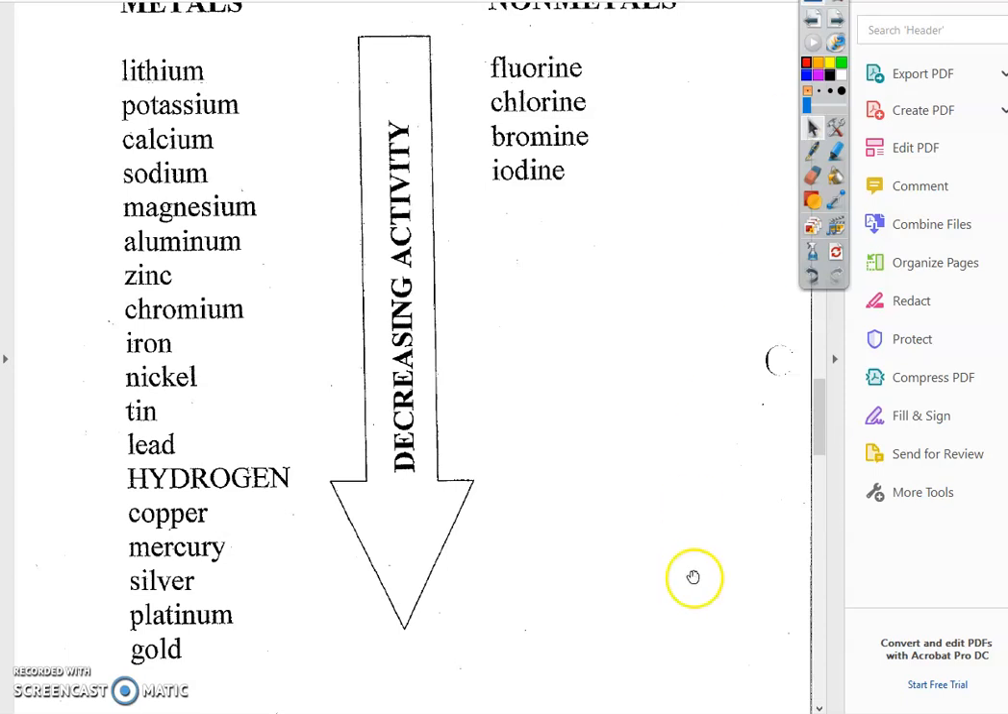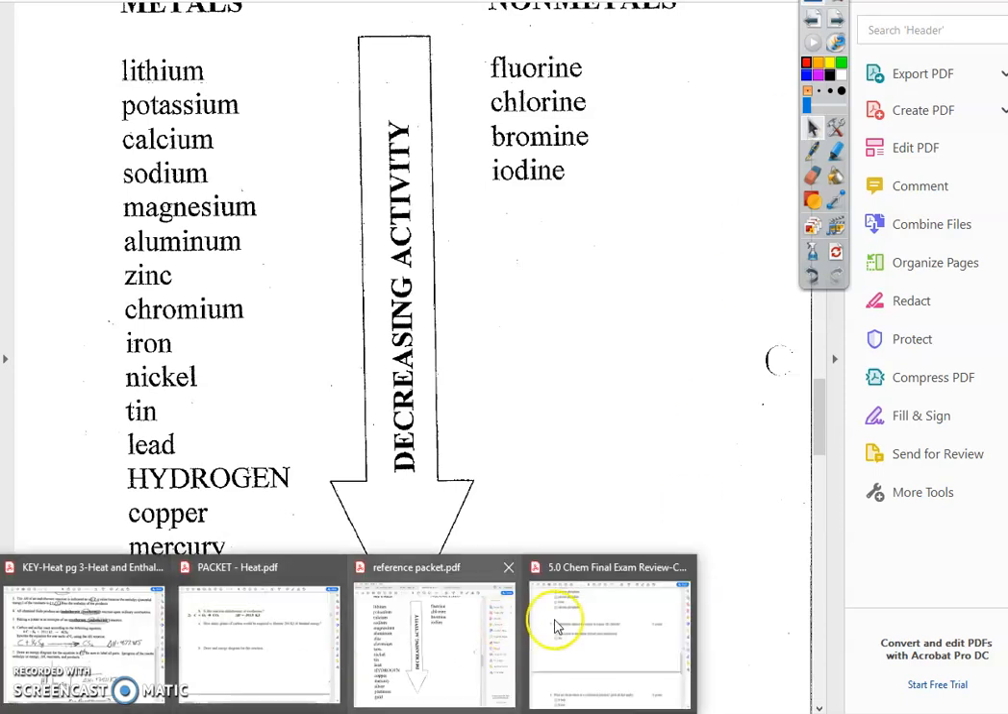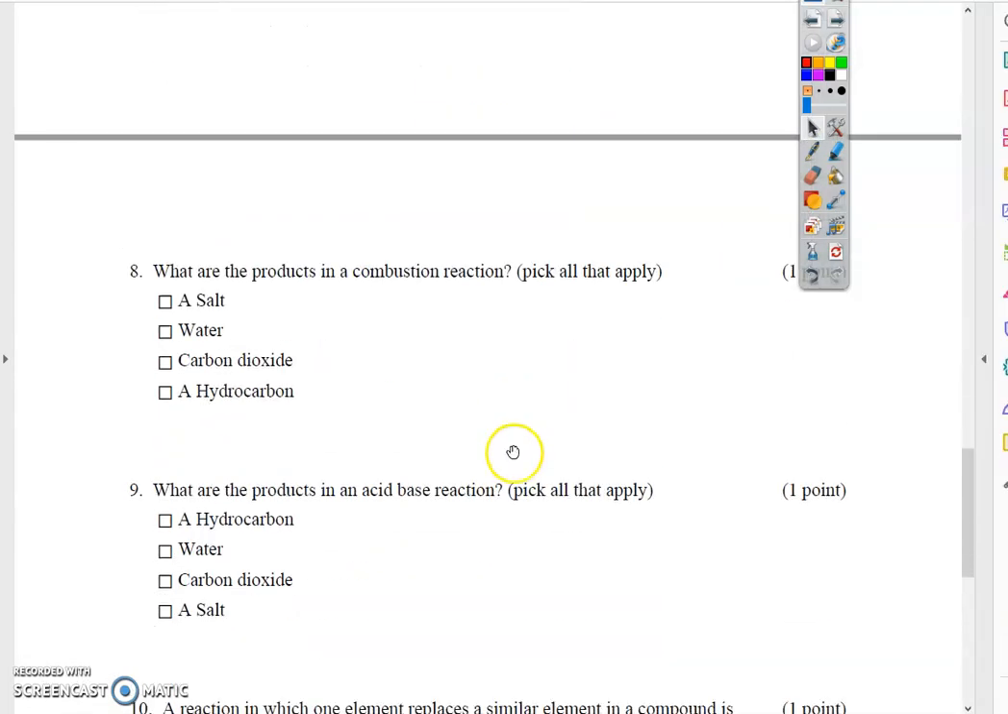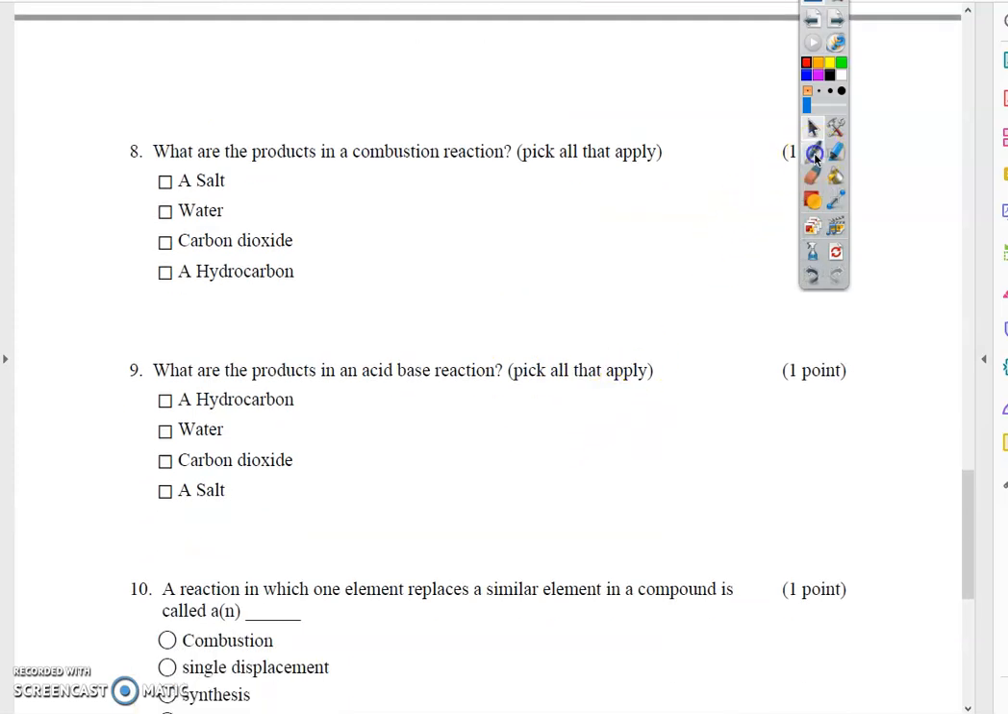All right, let's go back to the products in a combustion reaction. A combustion is always a hydrocarbon, and it can really be any hydrocarbon. Let's just say we have C3H8, and it's always going to be reacting with O2. Hydrocarbons can have oxygen in there too, but it's usually carbon, hydrogen, sometimes oxygen. They're always reacting with O2, and you always get carbon dioxide and H2O.